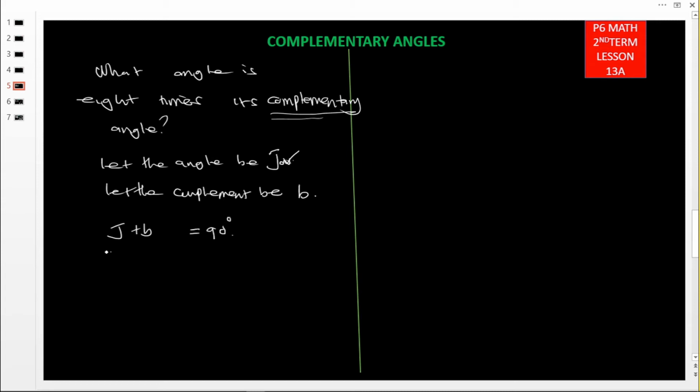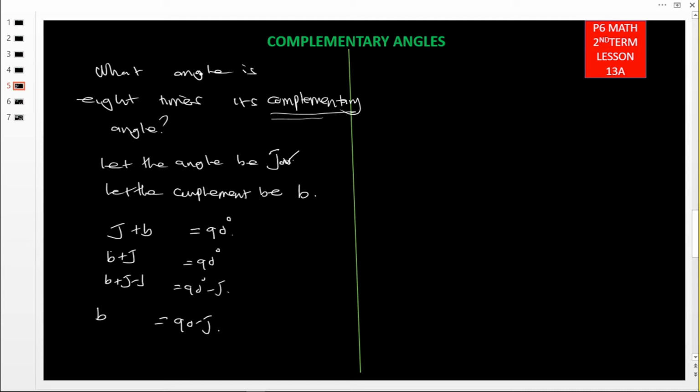So what we need to get is B. So B plus J is equal to 90 degrees. We need to get the complement of J. So B plus J minus J is equal to 90 degrees minus J. So B, the complement, is equal to 90 minus J. I hope that you've understood me.